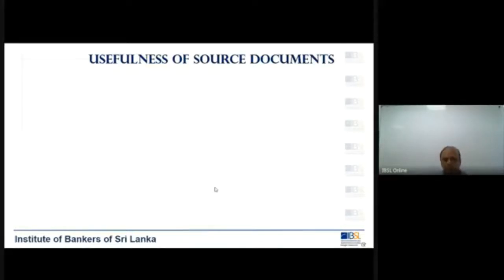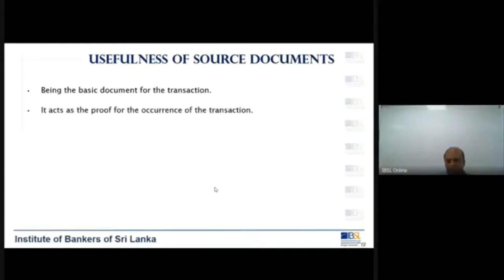Now in trading businesses, there are several documents which are made use to record transactions. So these documents will be the basis to document the transaction, and it acts as the proof for the occurrence of the transaction. Say for example, a customer coming to deposit cash. Now the moment you accept cash, there has to be a validity with regard to the transaction.